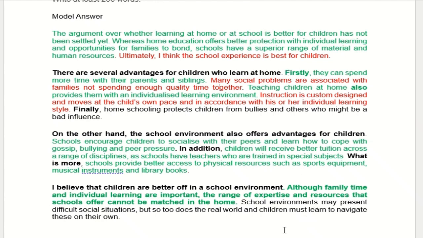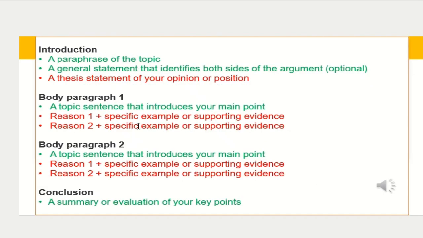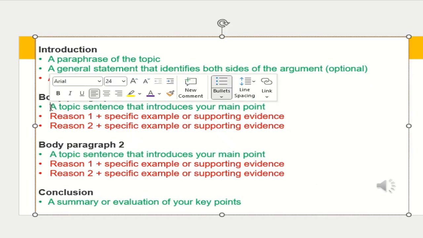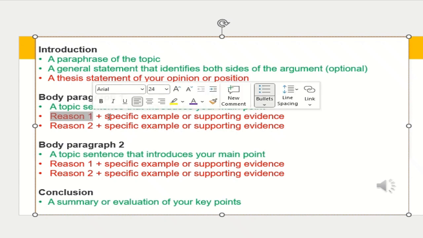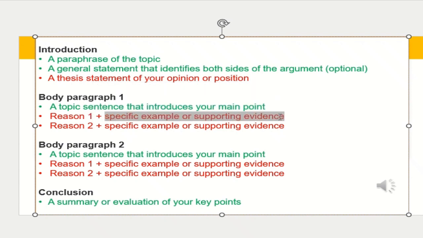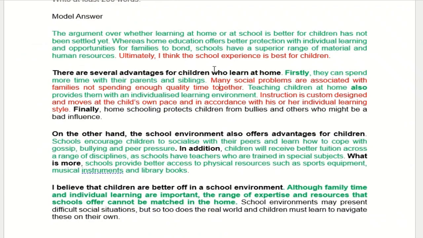Remember the procedure for organizing your points in discursive writing. You give a topic sentence that introduces your main point, which you have seen. You give a specific reason, plus a specific example or supporting evidence. Now, we have here a specific reason, which is they can spend more time with their family.